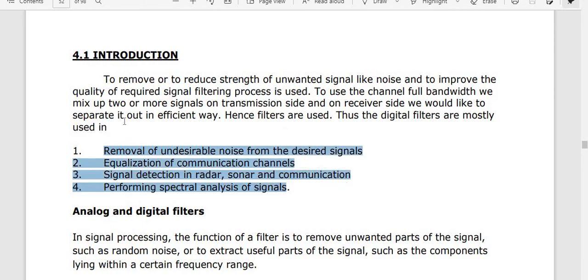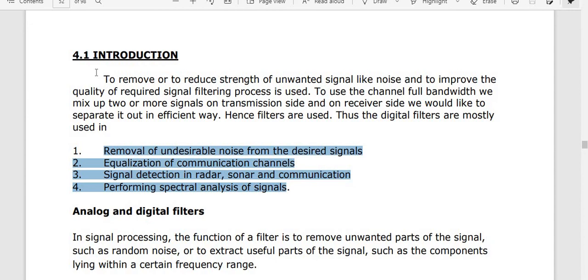Those are: first, removal of undesirable noise from the desirable signal. Next, equalization of communication channels. Next, signal detection in radar, sonar and communication, and performing spectrum analysis of the signal. For all these applications we use the filtration process, which reduces the strength of unwanted signal, that is noise, and improves the quality of the signal.